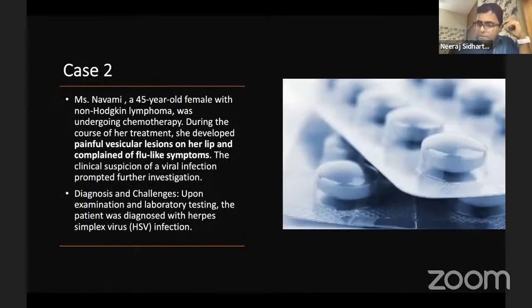Now, the next case is a patient with non-Hodgkin lymphoma, a 45-year-old lady, and during the course of her treatment, she developed painful vesicular lesions on her lip and complained of flu-like symptoms. So this is a simple case. There's nothing complex with it, but this is something which could have been avoided, because this is a herpes simplex infection.